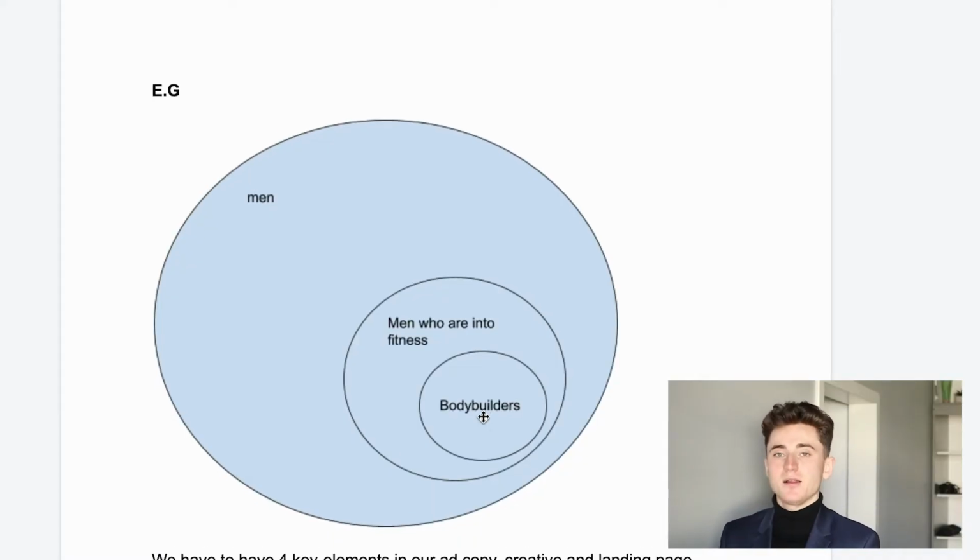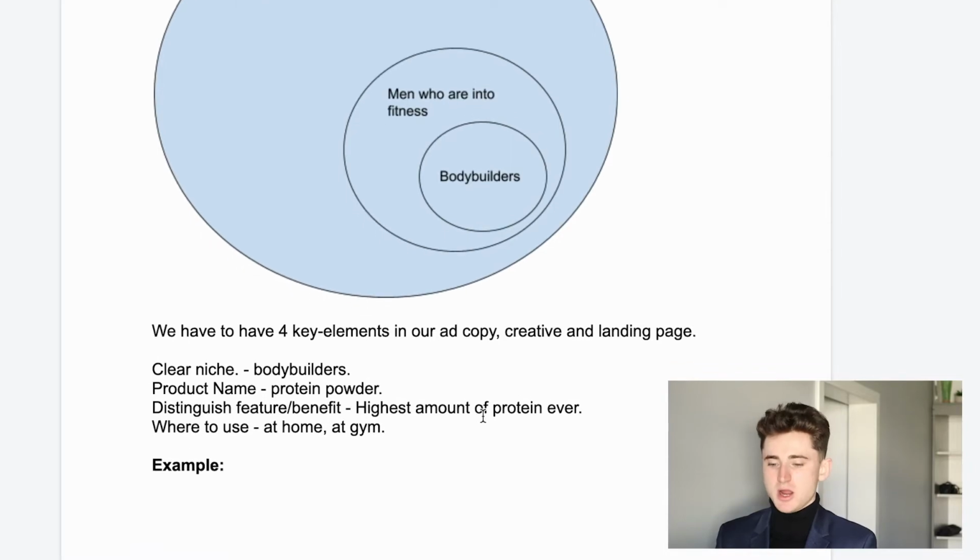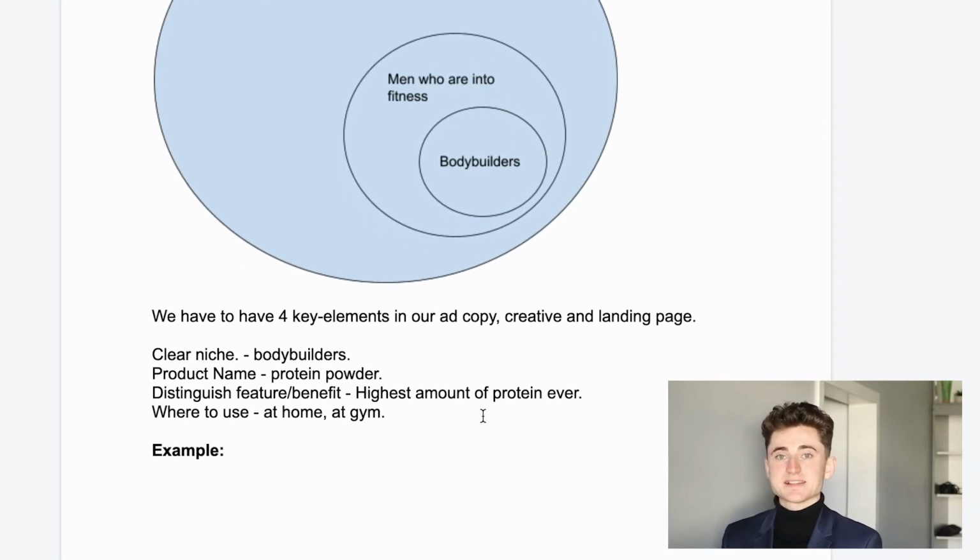Now, once we know what the things are that we should be focusing on, let's understand more precisely what the AI is looking for when it looks at our creative, our copy, and our landing page. So we have 4 key elements that you have to have. First of all is our clear niche. We already defined our clear niche as bodybuilder. So we have to make sure that this keyword is shown in some shape or form in our copy, in our creative, and on our landing page.